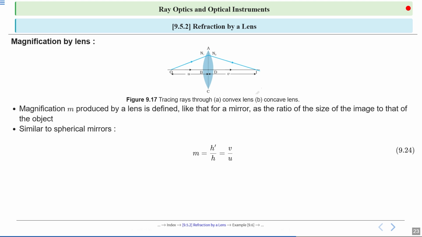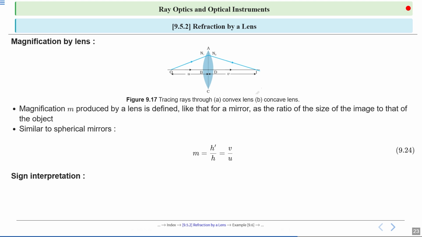But in the case of a convex lens, if the real image is formed, the image will be inverted. So minus H dash upon H equal to, but the image is formed on the other side of the lens, that's why the image distance will be positive. So V upon minus U. The minus sign is on the left side and the minus sign is on the right side, so the negative signs will get cancelled out from both sides. So it will become H dash upon H equal to V upon U. That's why the negative sign is not there in the case of lenses. So mark it as equation 9.24.